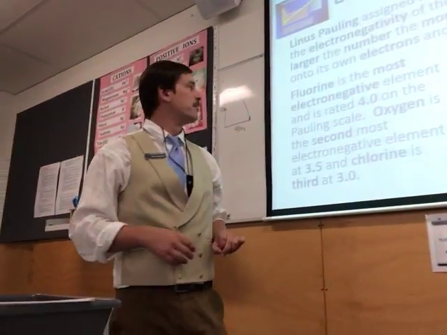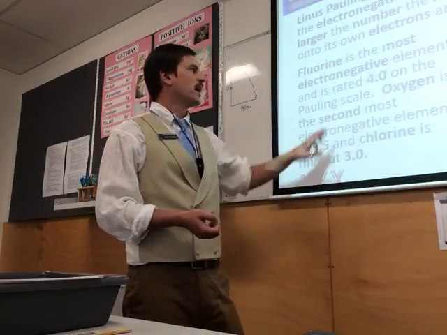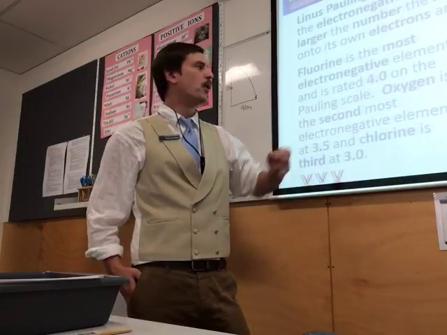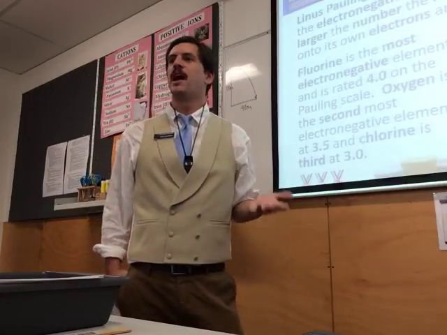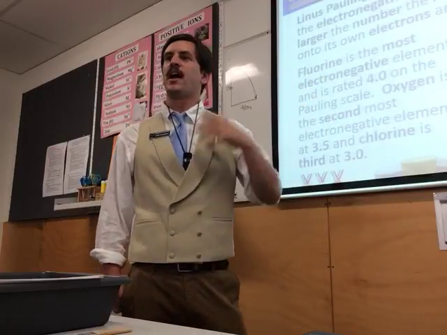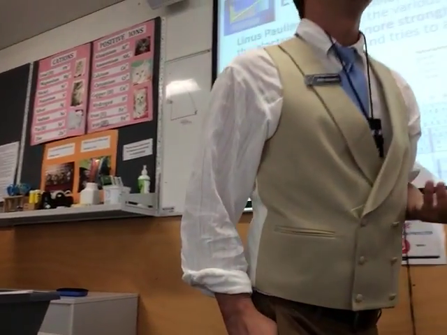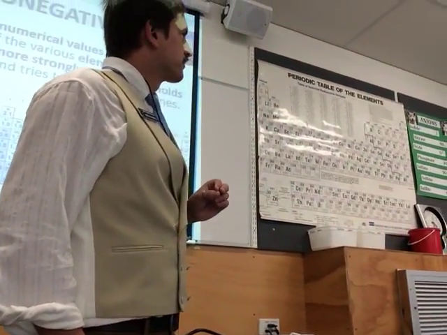Fluorine is the most electronegative element, and we rate that as a 4 on the Pauling scale. It's kind of like a seismic scale or a pH scale. It just says that it's the most electronegative. And the reason why we know that is because if we actually did the calculations, we see where fluorine is.